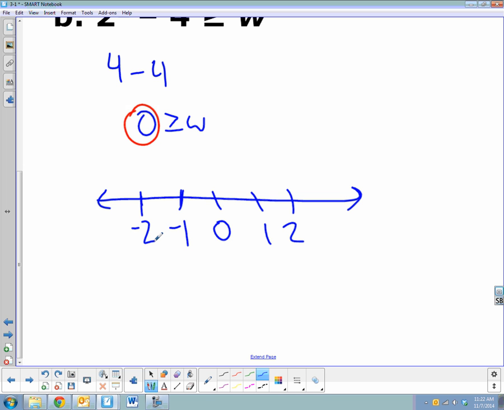Okay, so W is less than or equal to 0. 0 is greater than or equal to W. Well, what numbers could work here? If I put 1 in the answer, 1 is not less than or equal to 0. 0 is not greater than or equal to 1. So 1 is not a solution, which means that my arrow is going to have to go that way. 0 is greater than or equal to negative 1. 0 is greater than or equal to negative 2. And since 0 is greater than or equal to 0, if it's equal to 0, we can close in that circle and say that 0 is a potential solution.